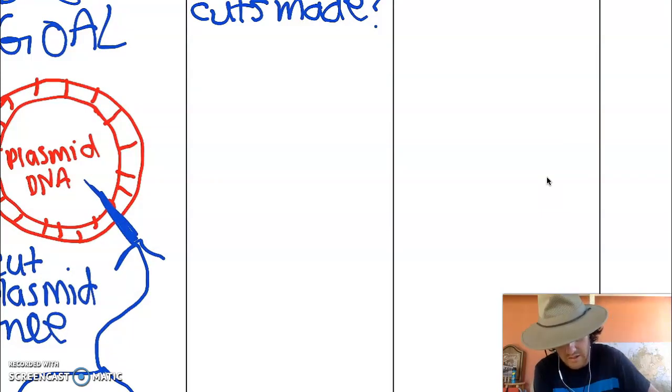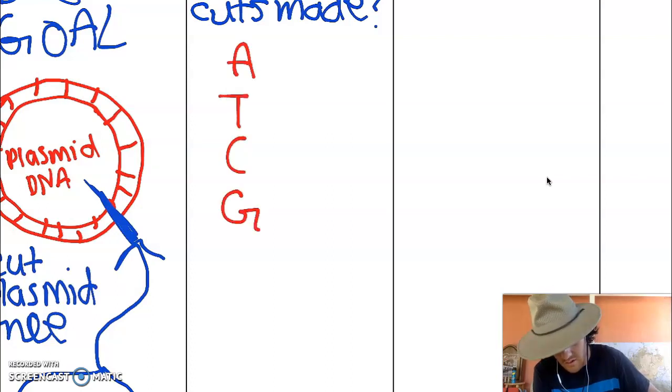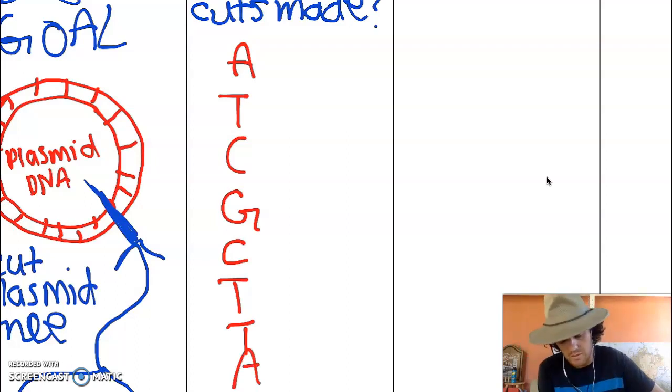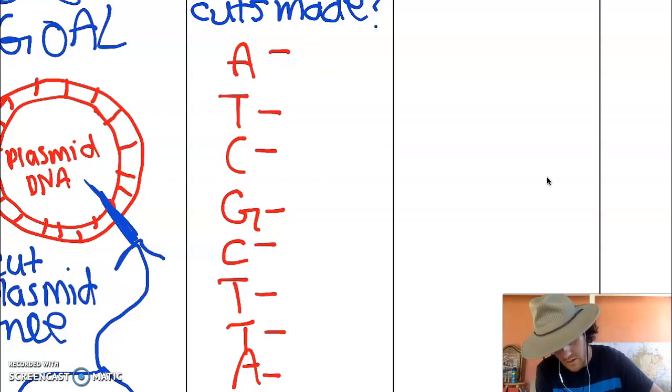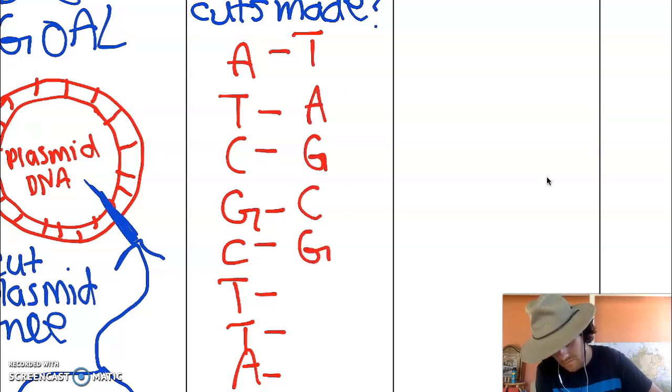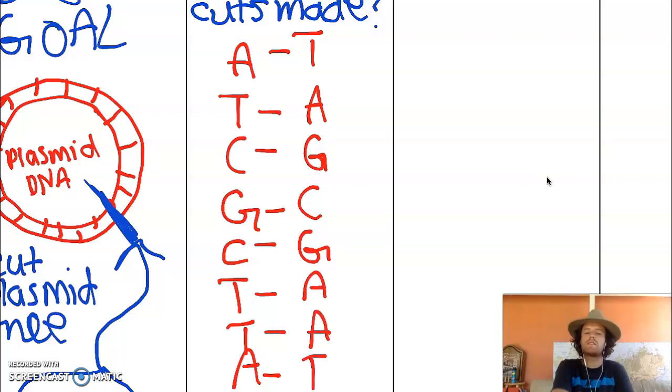What I'm going to do here is zoom in on a section of my plasmid DNA. Okay, and DNA is double-stranded, so I'm going to draw the base pairing on the other side. A pairs with T, T pairs with A, C with G. Alrighty. So what restriction enzymes do is they look for specific sequences of DNA and they make a cut there.